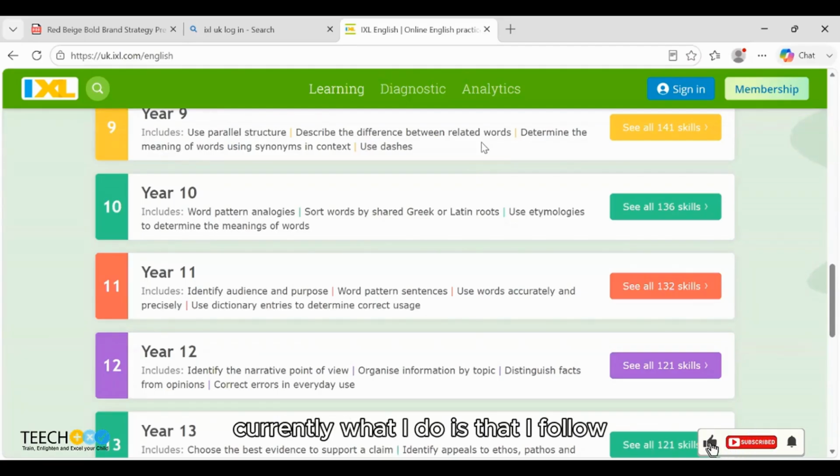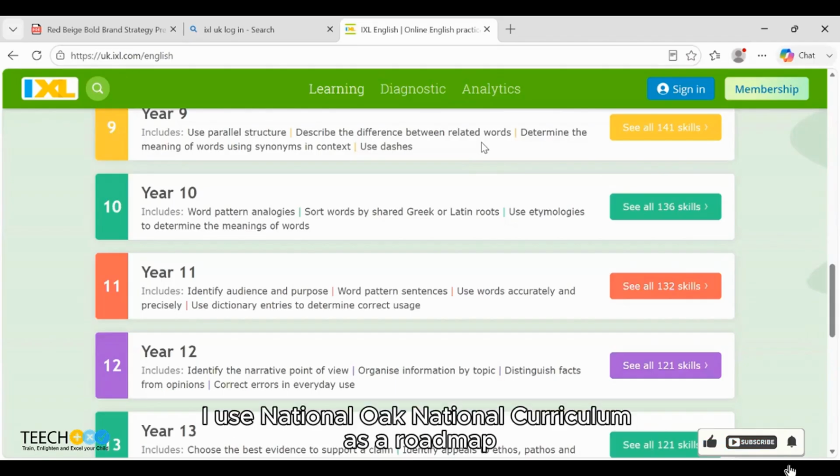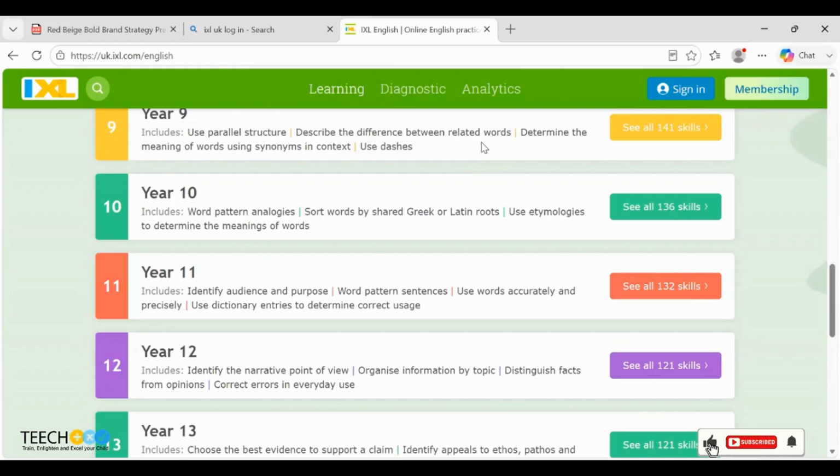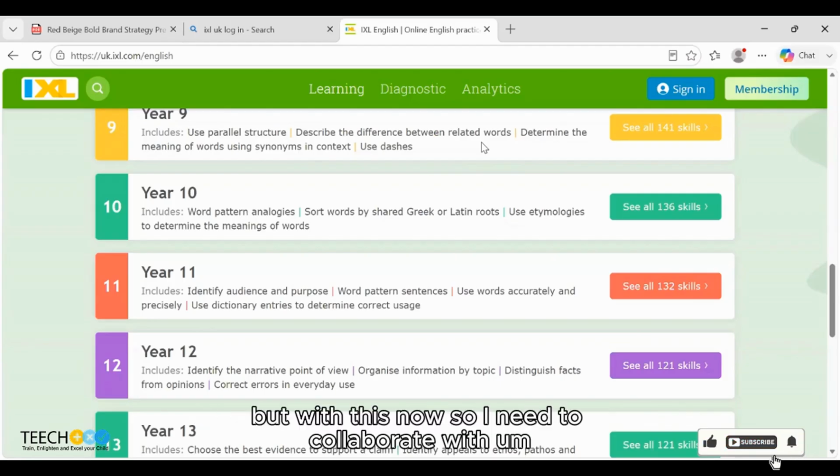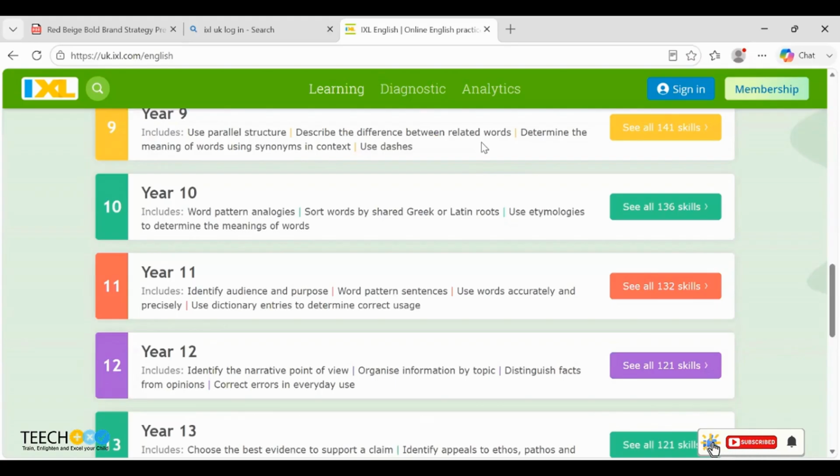All right, thank you. Because currently, what I do is I use national curriculum as a roadmap, and then everything else I just research before I go ahead and design whatever material that I want to use. But with this now, I need to collaborate with fellow English teachers. All right, Mr. Kingsley.